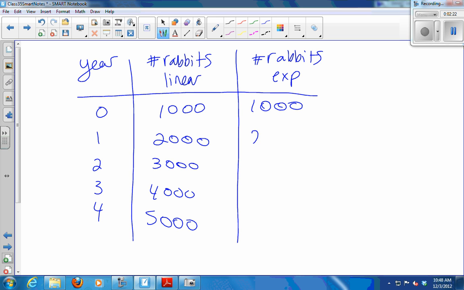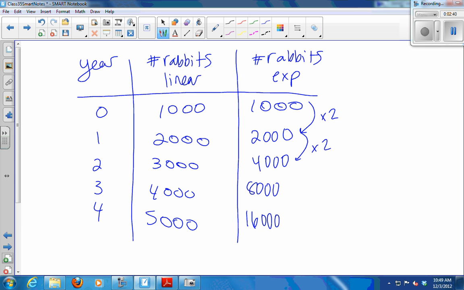But with the exponential growth, we grew by doubling, by multiplying by 2. So we went from 1,000 to 2,000, and then 4,000, 8,000, 16,000. So what marks exponential growth is this times something, right? To get from any number to the next, multiplying by the same amount. And what marks linear growth is the plus something.